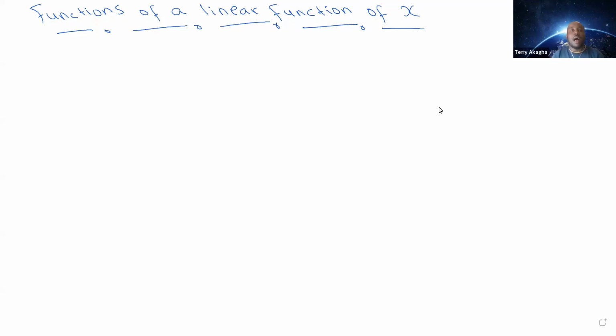Here we're going to be talking about integrating functions of a linear function of x. Unlike standard integrals, here x is going to be replaced with a linear function, and how you integrate it is different from how we've done in the previous video.